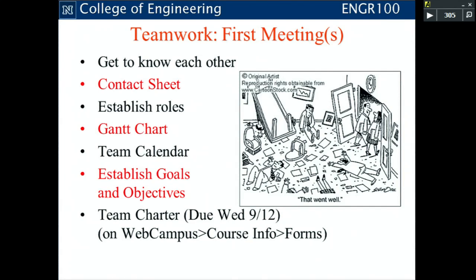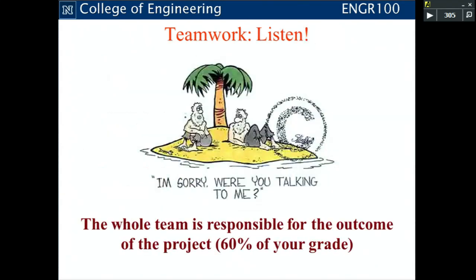Gantt charts, establish your roles, plan out your calendar. You can't do this on day one necessarily, but you should have a little bit of an idea of the course schedule by looking at the syllabus. Figure out what your goals and objectives are. This team charter is going to be due in 2 weeks. It's not due next week. Don't freak out. It's going to be due essentially a week after you know who your teammates are. So you'll have a week to put this together.